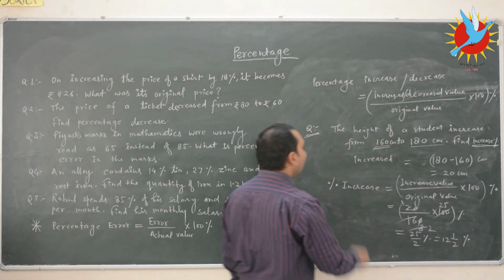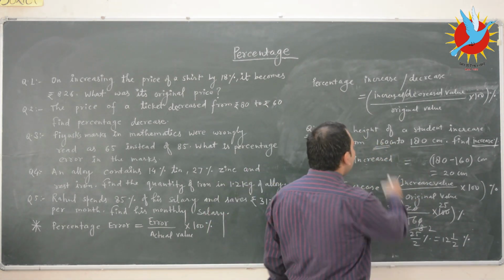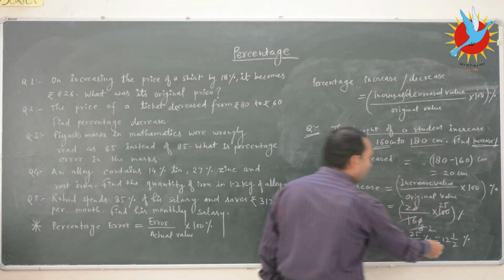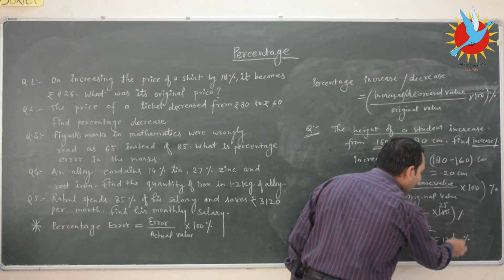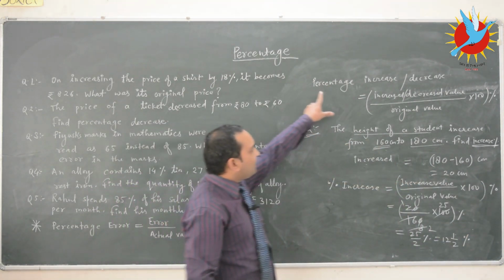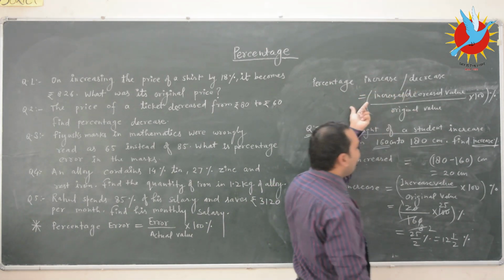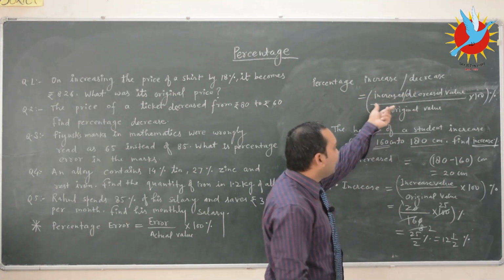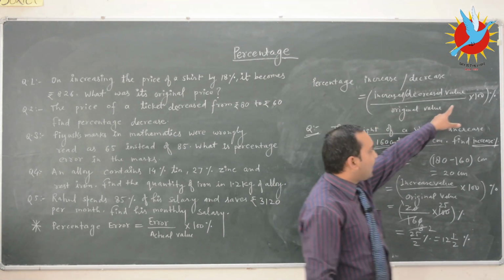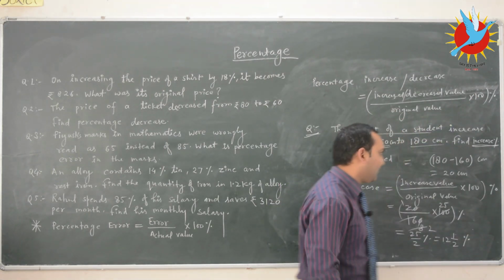So by how much did the height of the student increase? 12 whole 1 upon 2%. So it is clear that for percentage increase or decrease, we find how much the increase is, divide by the initial original value, and multiply by 100%.